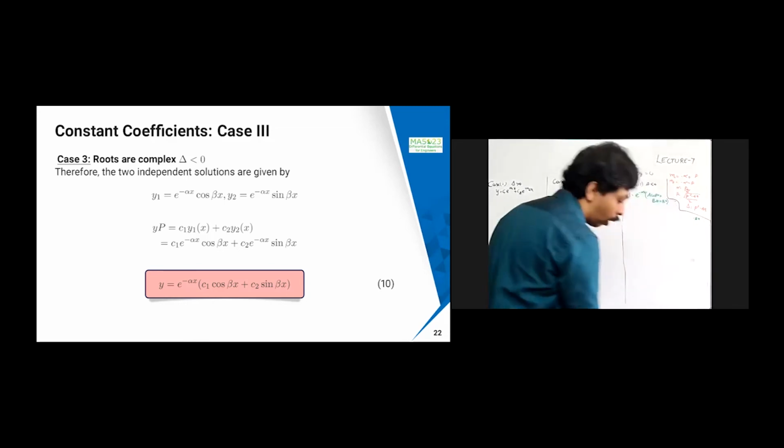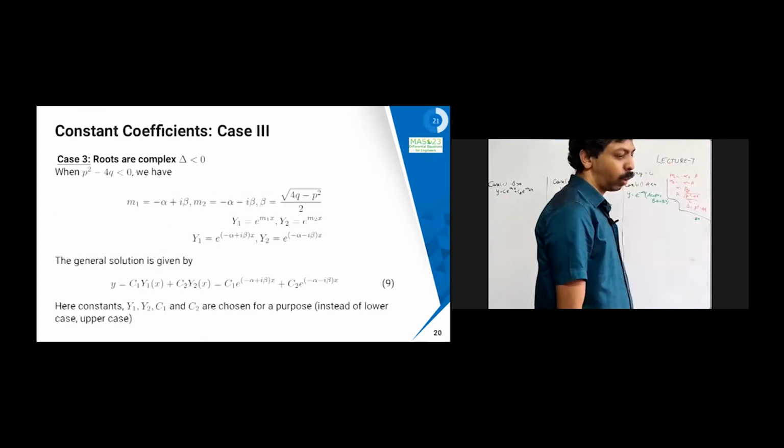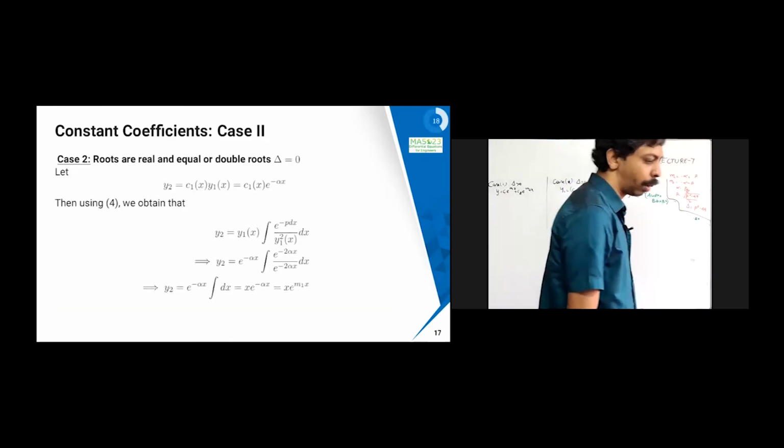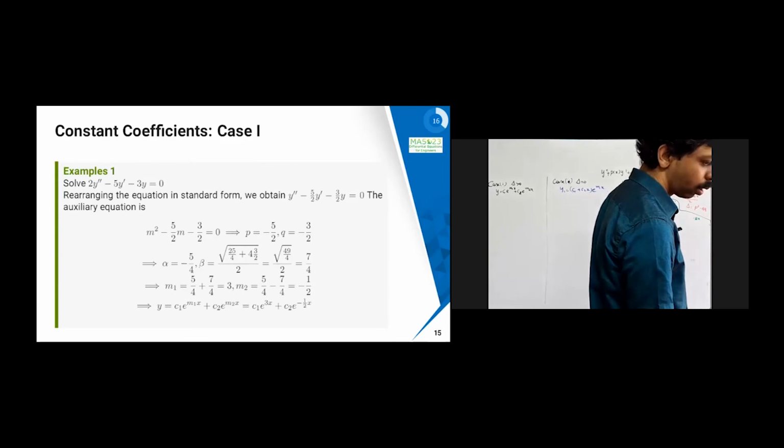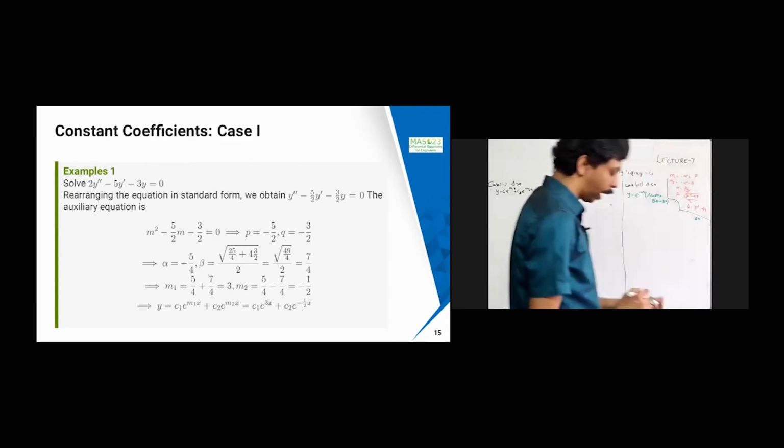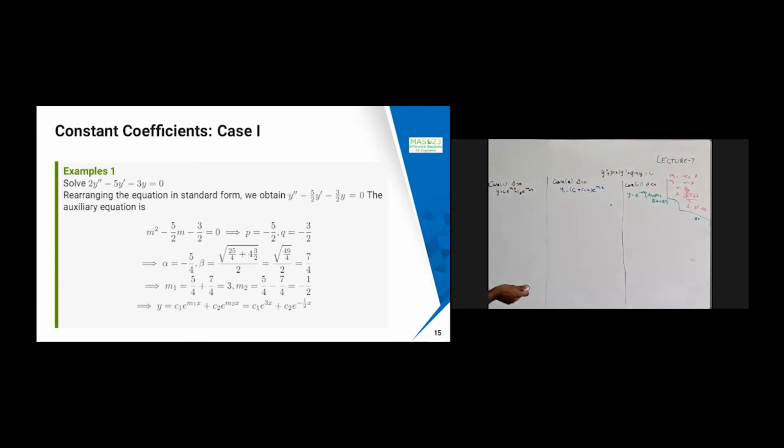Okay, now let's see one problem. For each case, we will see one problem. So first problem, case number one, we are having this problem: 2y double dash minus 5y dash minus 3y equal to 0.